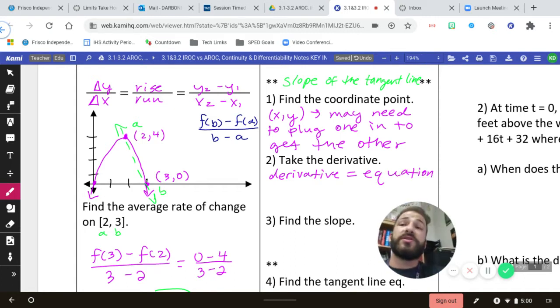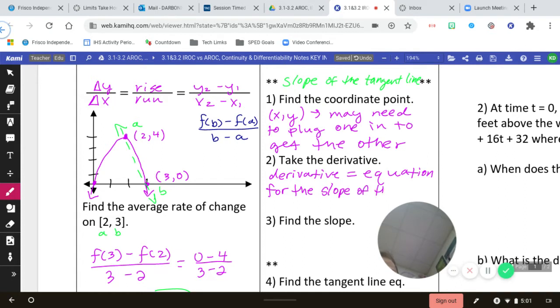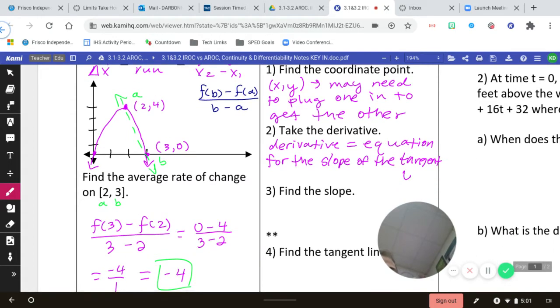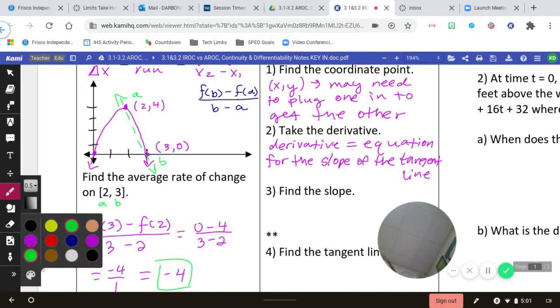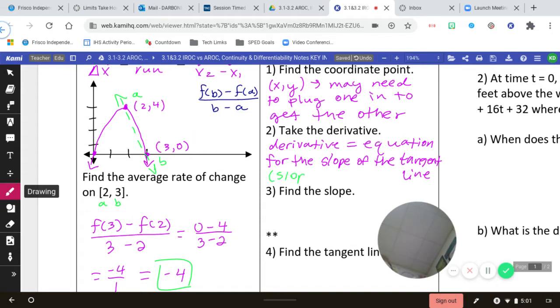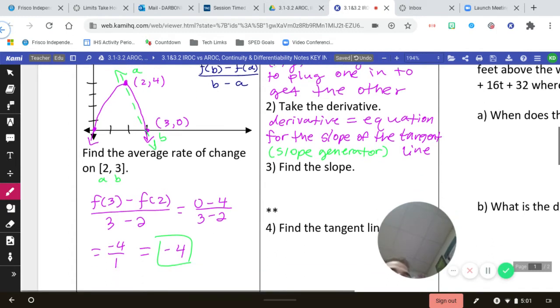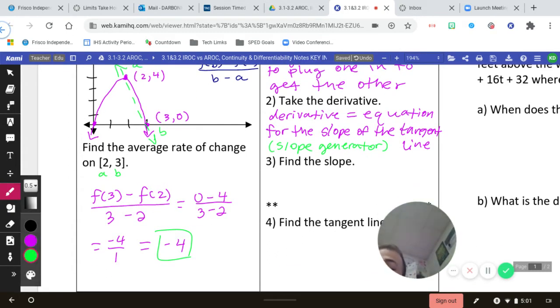My derivative is an equation. So you should have some f of x or some y equals or some h of x or g of x. We're going to take the derivative of that equation. Okay, so the derivative is an equation for the slope of the tangent line. And we also refer to our derivative as a slope generator, because it generates slopes at all points on a function, right?